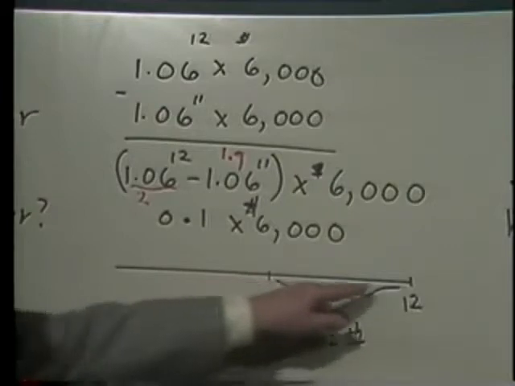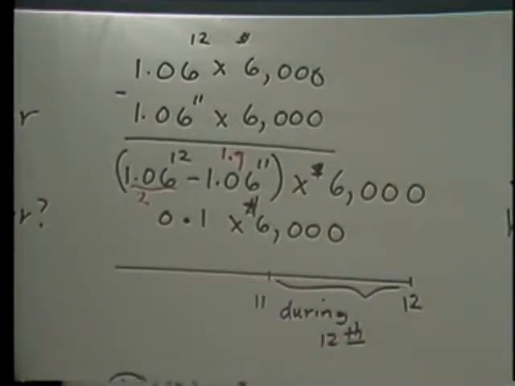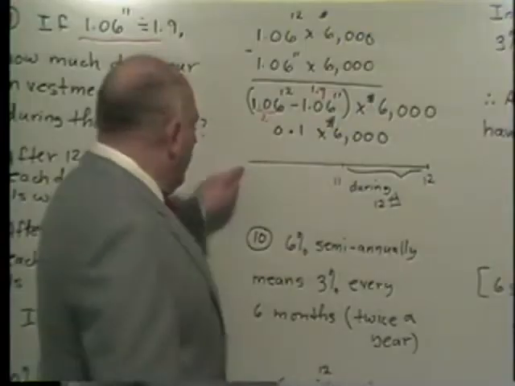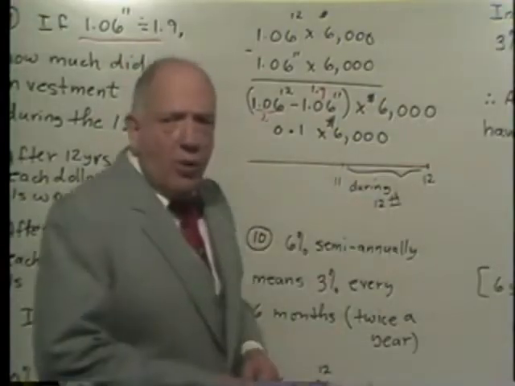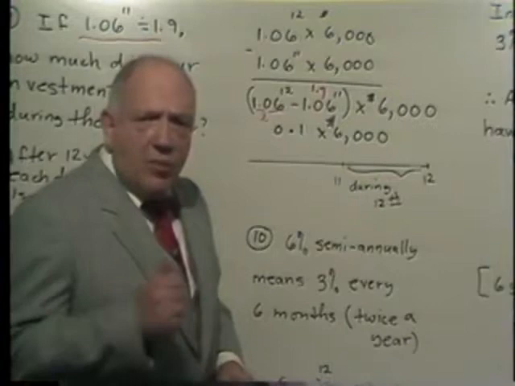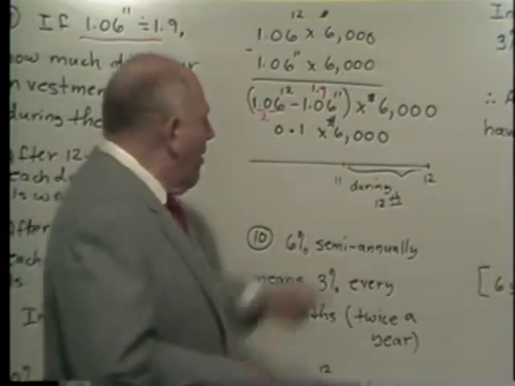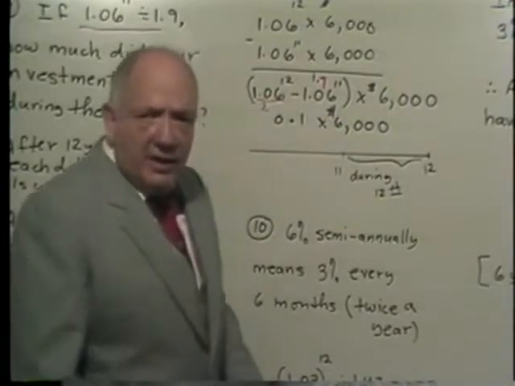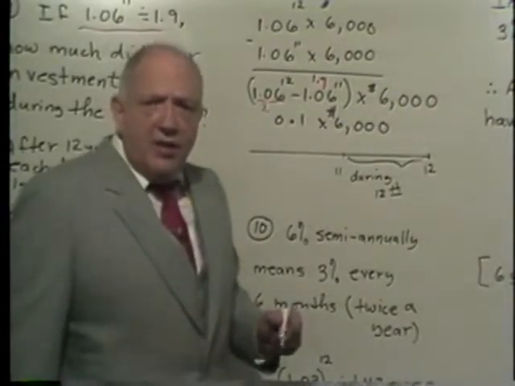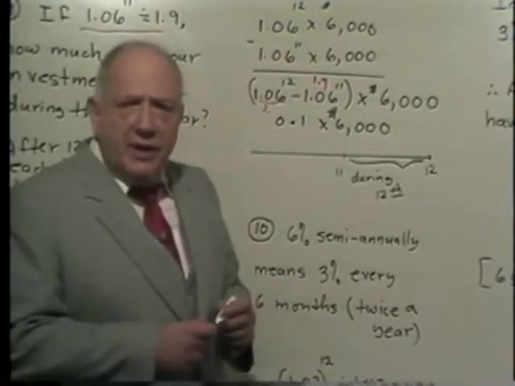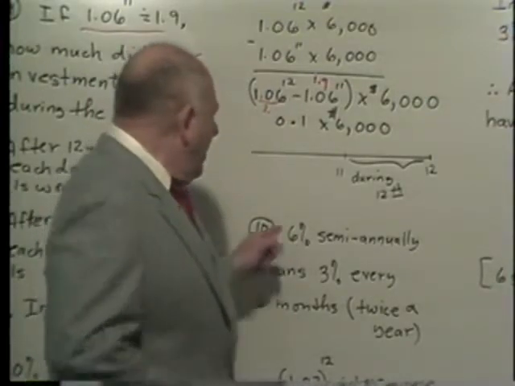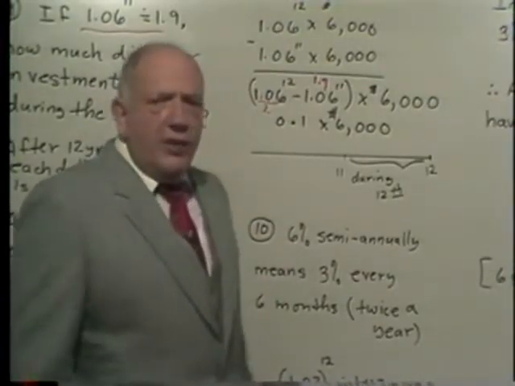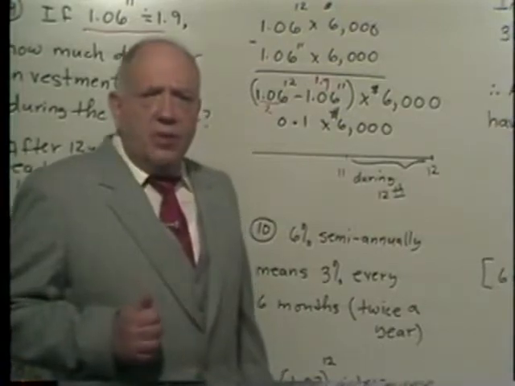All I did over here was draw a very non-fancy diagram to indicate what's meant during the 12th. From the beginning to 12 is what happens during 12 years. From here to here is what happens during the 12th year. Don't confuse 12 years with the 12th year. Okay. Now, the last problem deals with something that banks do to make things more attractive.